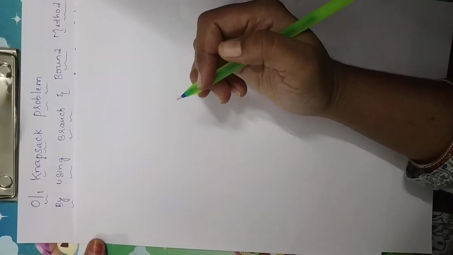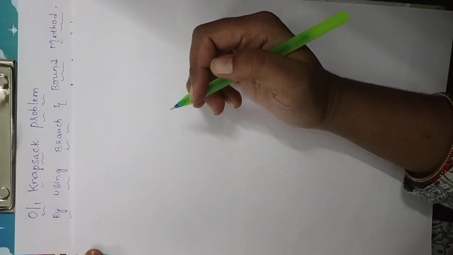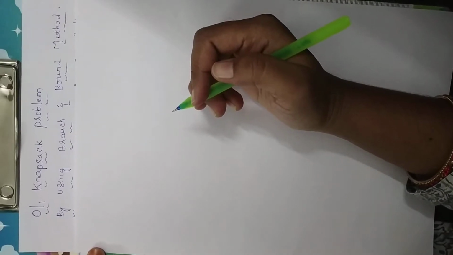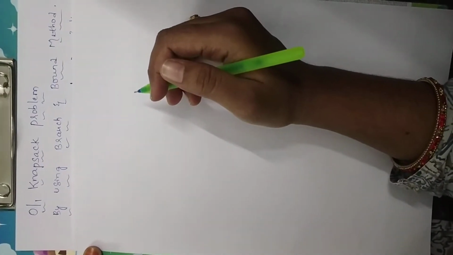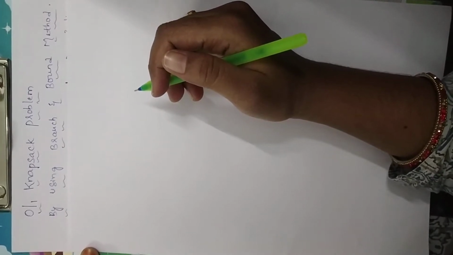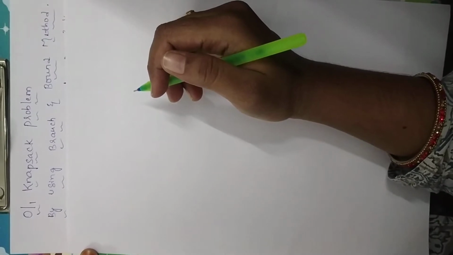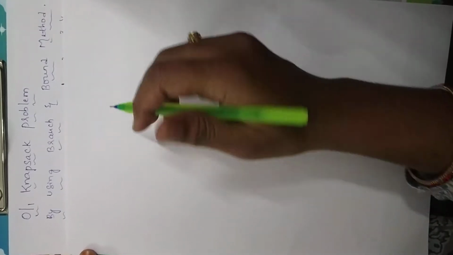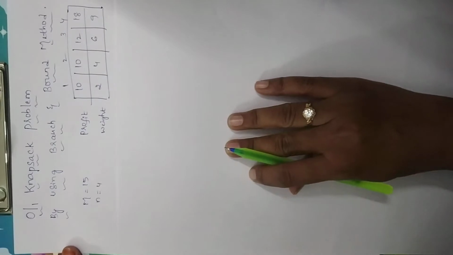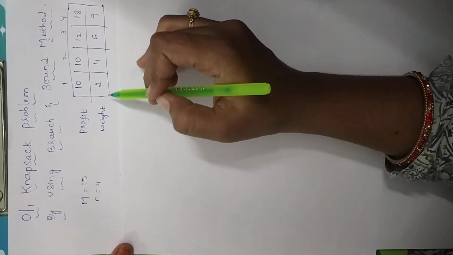Dear students, the problem is the 0/1 knapsack problem using the branch and bound method. I am using least cost branch and bound. In this problem we are finding the upper bound and the cost. Let us see the example: some profits are given and weights are given.